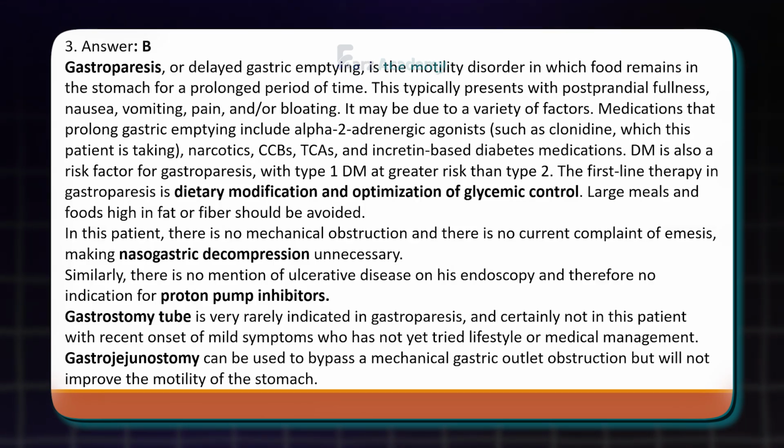Ruling out other options, in this patient there is no mechanical obstruction or no current complaints of emesis, making nasogastric decompression unnecessary. Similarly, there is no mention of ulcerative disease on the endoscopy and therefore no indication of PPIs. Gastrostomy tube is very rarely indicated in gastroparesis and certainly not in this patient with recent onset of mild symptoms who have not yet tried lifestyle or medical managements.